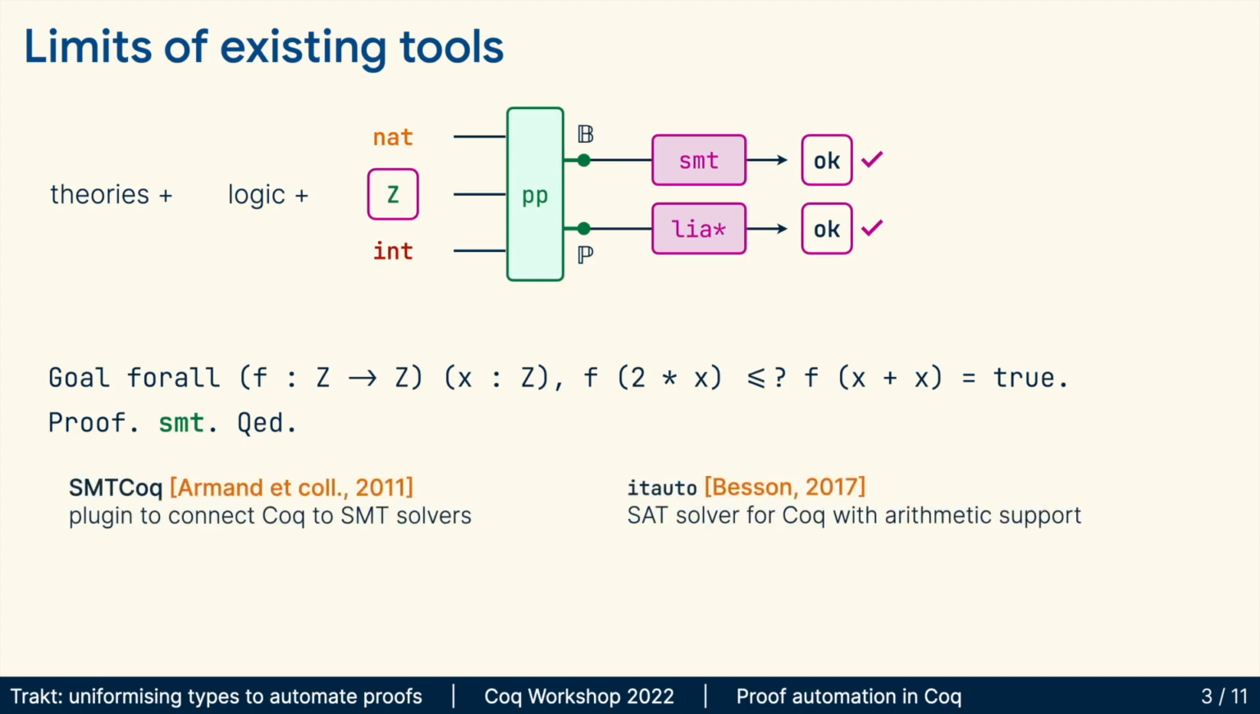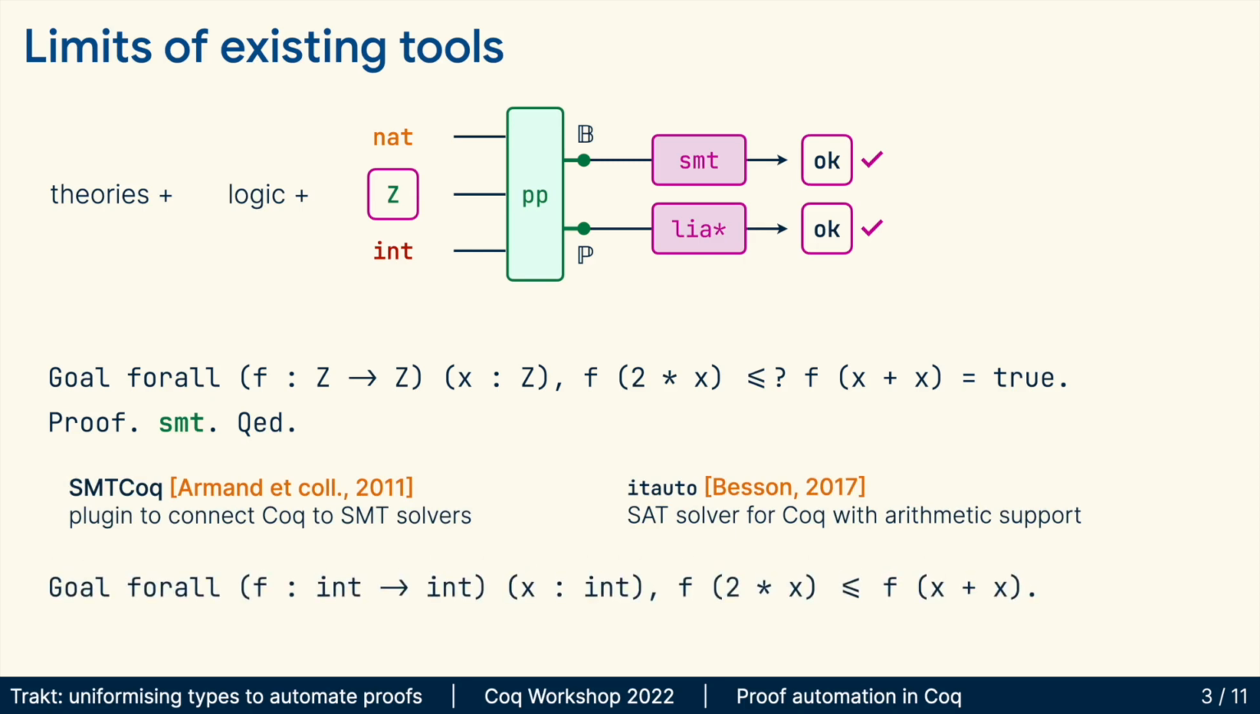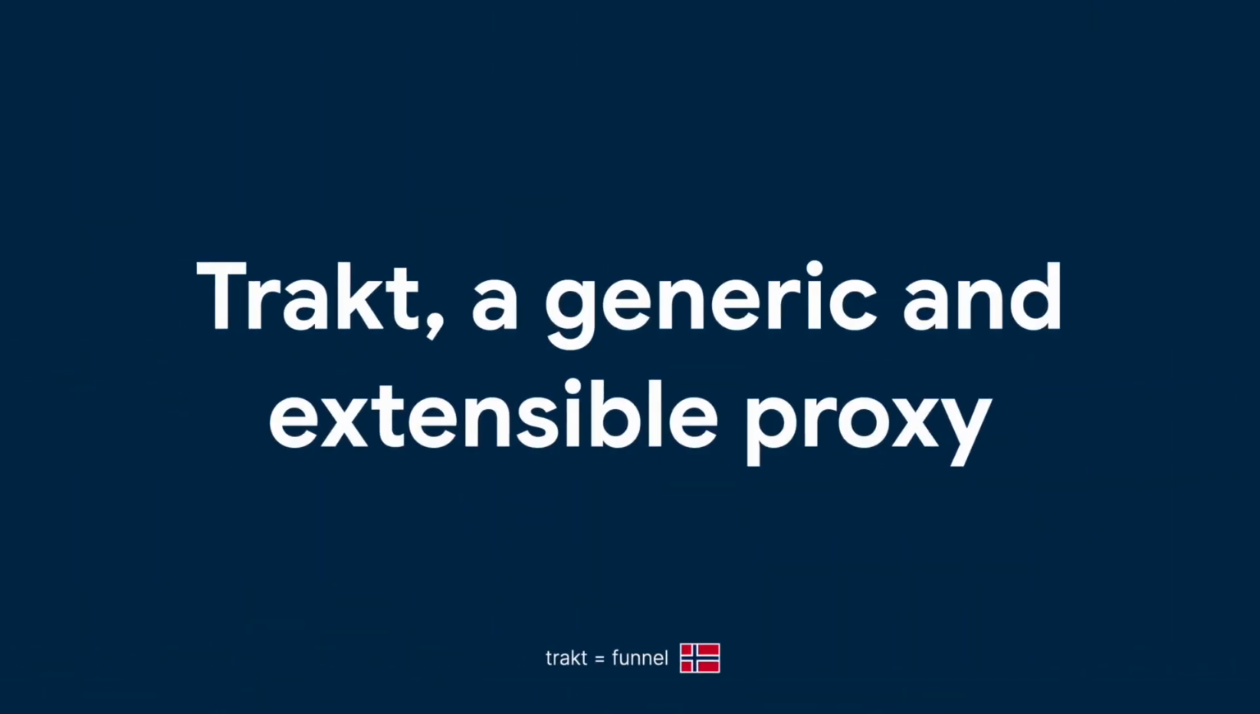Here are two examples of SMT tactics, SMTCoq and Itauto. But if we take the exact same goal in int, SMT is not able to prove it, and Zify is not useful here because it blocks on the symbol f. Which is why we developed Trakt, a generic and extensible proxy. For your information, Trakt means funnel in Norwegian, and we'll see why it's a kind of funnel.